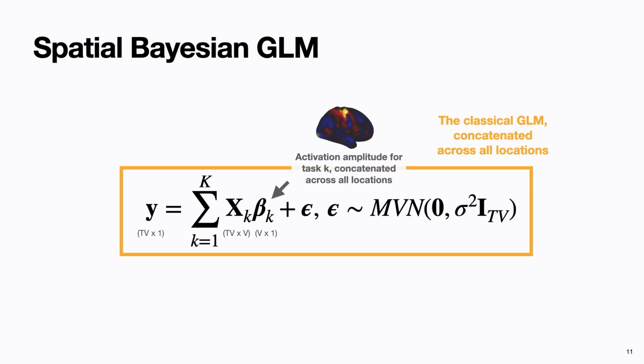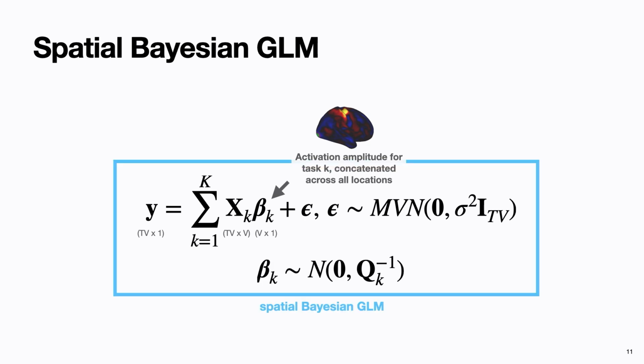So in a spatial Bayesian GLM, we start by just writing all of those V models as a single model, but that doesn't really give us a spatial model. That's just a different equation. But when we put a prior or a series of priors on those maps or images of activation, we get a spatial Bayesian model.